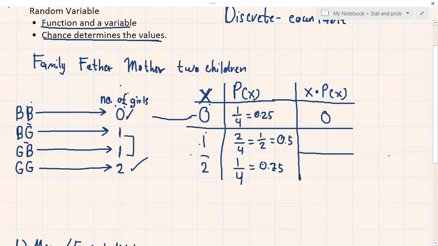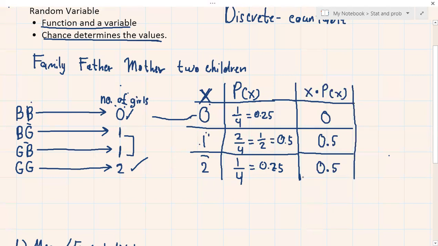Next. Dito naman sa second row, we have 1 and you have 0.5 here. So let's multiply 1 times 0.5. So 1 times 0.5 is 0.5. And last but not the least, yung sa last row, let's multiply 2 and 0.25. Yeah, 2 times 0.25. Okay. So 2 times 0.25 is 0.5. O, diba? So that's it.